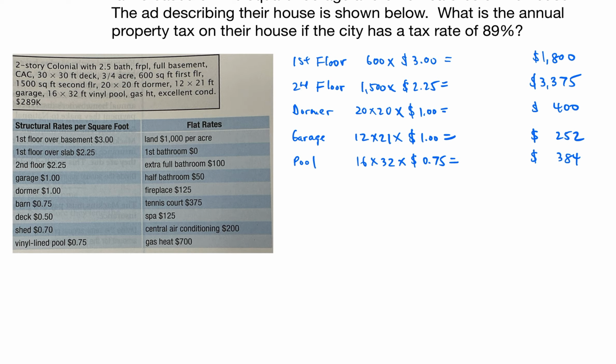The other item that I missed earlier on was the deck. This is a 30 by 30 foot deck. Let's go ahead and capture that. This is 30 by 30. And the rate for the deck is 50 cents. So we're going to multiply that by 50 cents. And that's going to work out to $450.